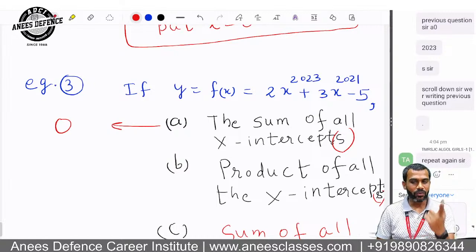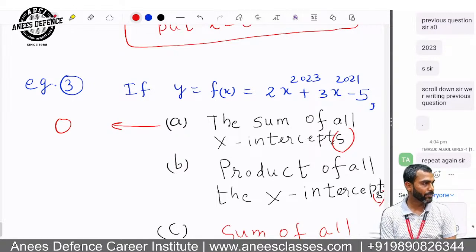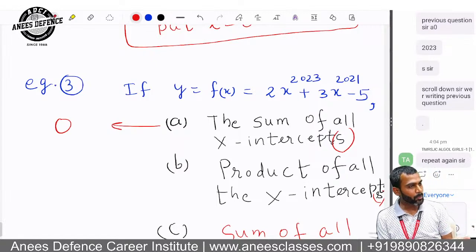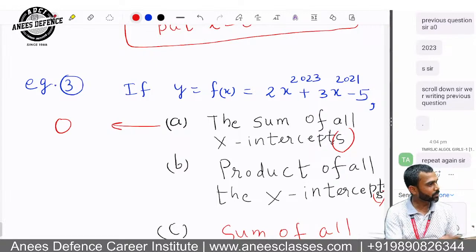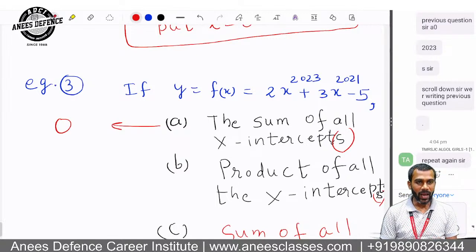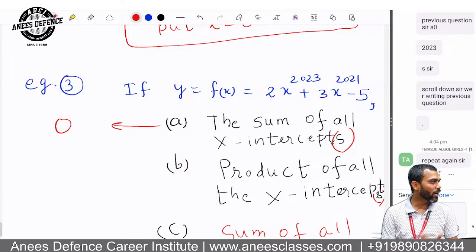That is the equation, of degree 2023, yes or no? So now we need to find all the roots. How many roots? 2023. Some of them may be real or some of them may be non-real. Yes or no? The other method could be to find all the roots and then add all of them. So it may be 0, right? Where is the problem?